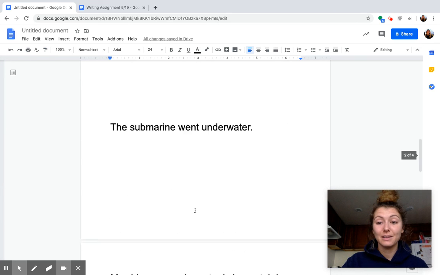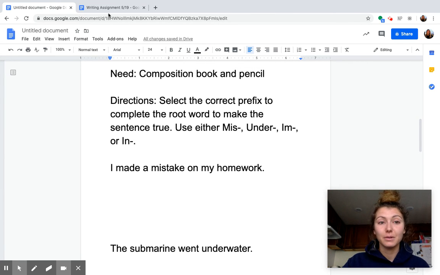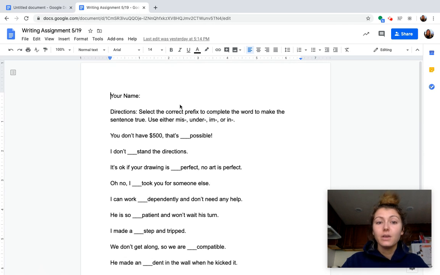Your assignment that you're doing independently is very similar to the work we just did. The same directions, using the prefixes miss, under, im, or in to add to the root words to make the sentence true. If you get stuck or are confused, you can reach out to me or your homeroom teacher, and we'd be happy to help.